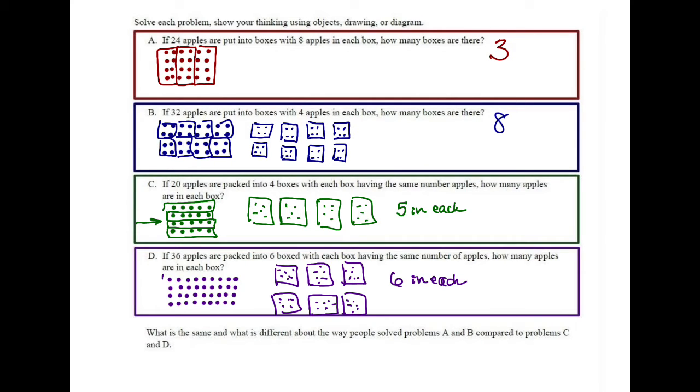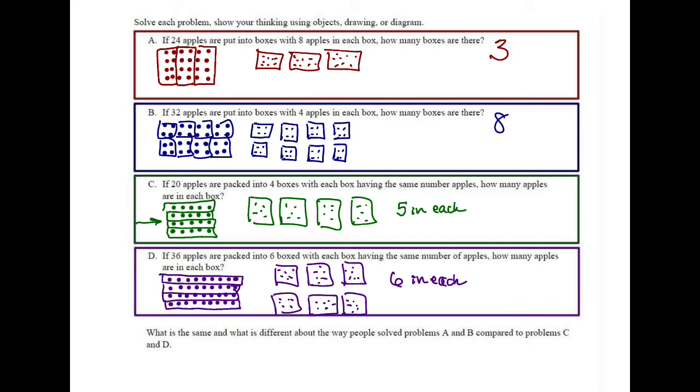So over here we could break it into 6 equal parts, and because of the way I have it drawn, each row is a different part. Okay, so the question at the bottom, what is the same and what is different about the way you solved A and B compared to C and D? Okay, I'm going to put A back up here so we can see. We did 1, 2, 3, 4, 5, 6, 7, 8 in the first box, and then 1, 2, 3, 4, 5, 6, 7, 8 in the second, and 1, 2, 3, 4, 5, 6, 7, 8 in the third, and then we run out of apples. Okay?